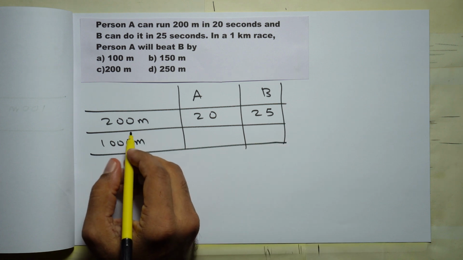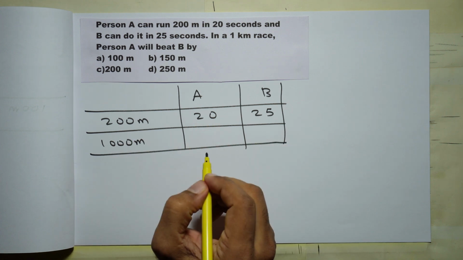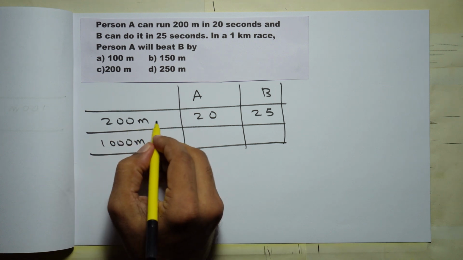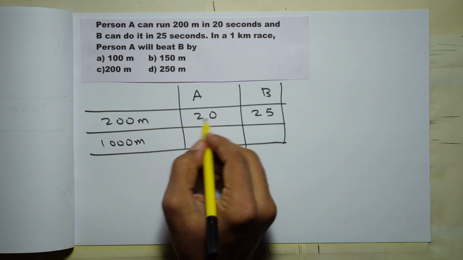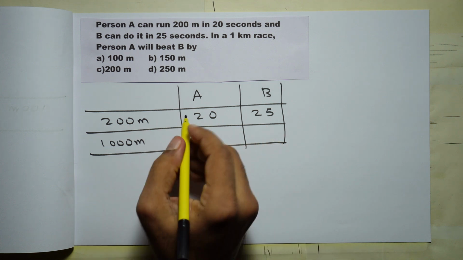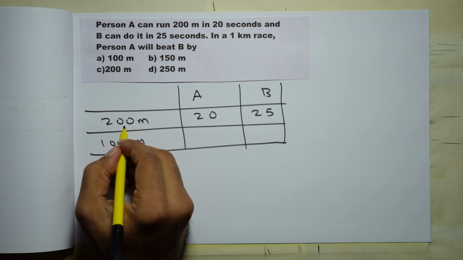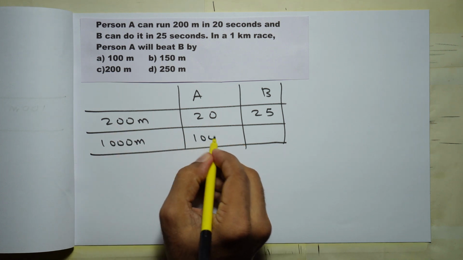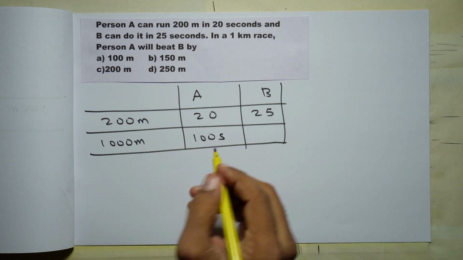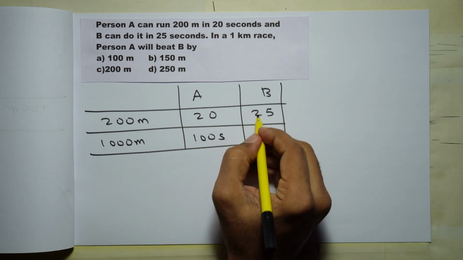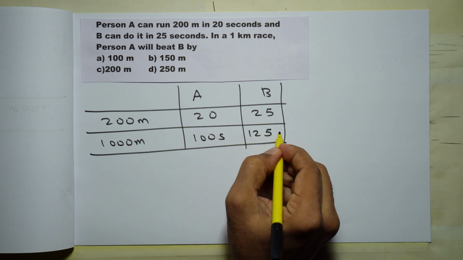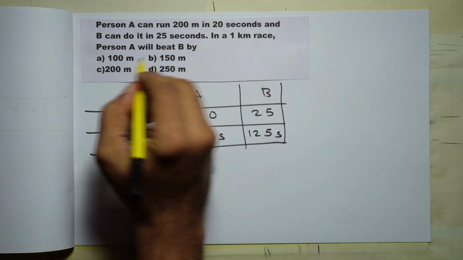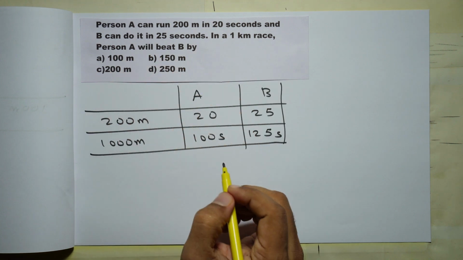Now if distance is doubled, then the time required will also double. Now from 200 to 1000 meters, the distance has been made 5 times. So time required will also be 5 times. So in 20 seconds, A will do 200 meters. So to do 1000 meters, A will require 20 into 5, that is 100 seconds. And if you calculate for B, 25 into 5, 125 seconds for B. Now the question is, in a 1 kilometer race, A will beat B by how much distance?